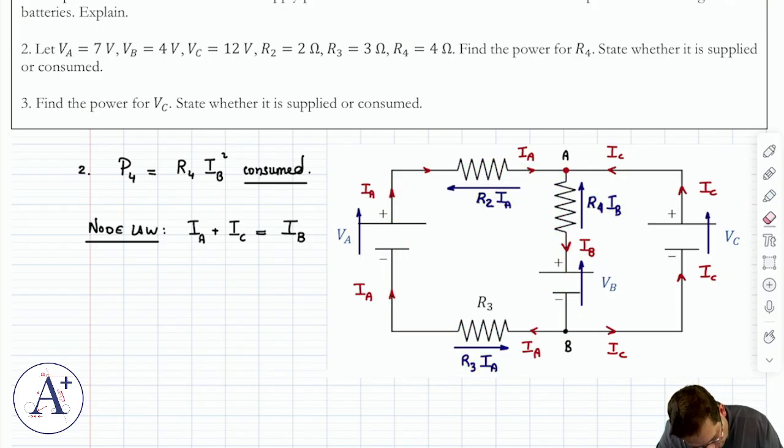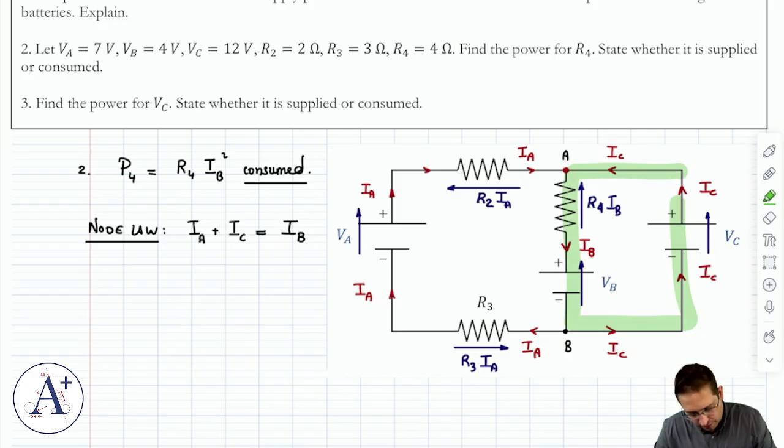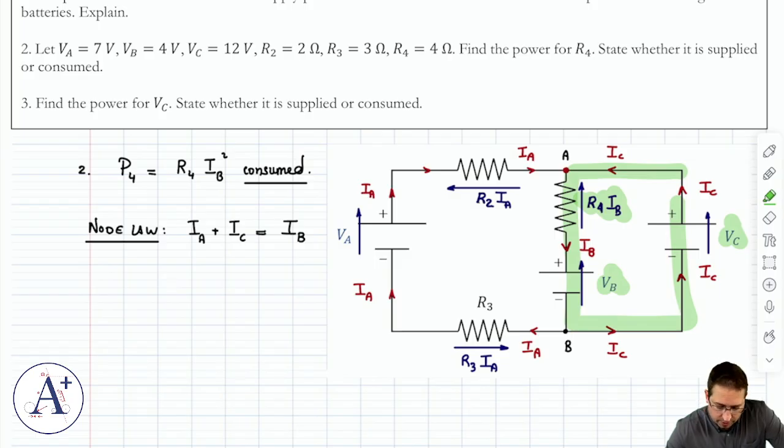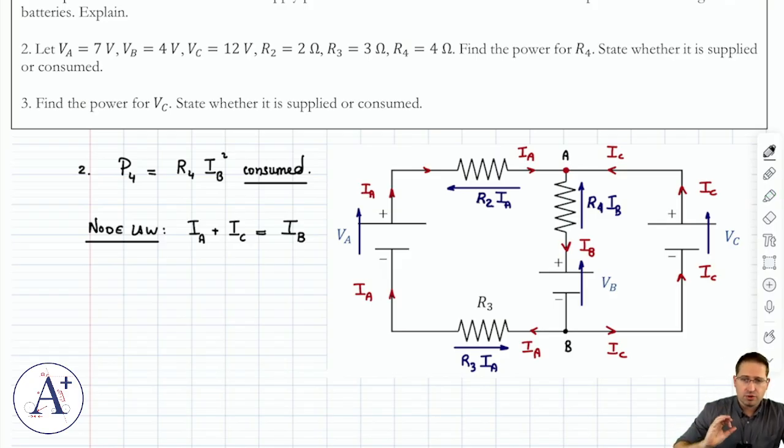Okay. But what if I consider this loop? If I go around this loop, I'm going to get VC, but I know what that is. I'm going to get R4IB. Cool, because I want to solve for IB anyway. And then I'm going to get VB. Well, I know what that is. So in fact, in this problem, which I couldn't do in the previous one, I have a circuit that is simple enough that just writing the right loop law will give me my answer directly.